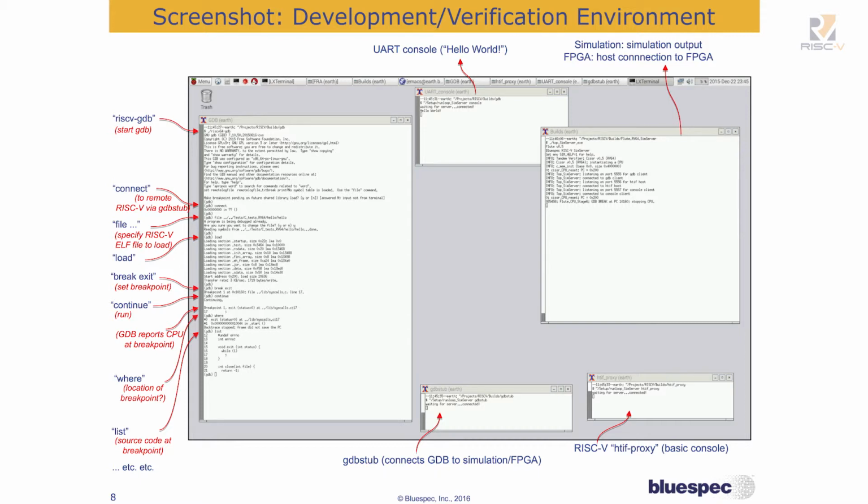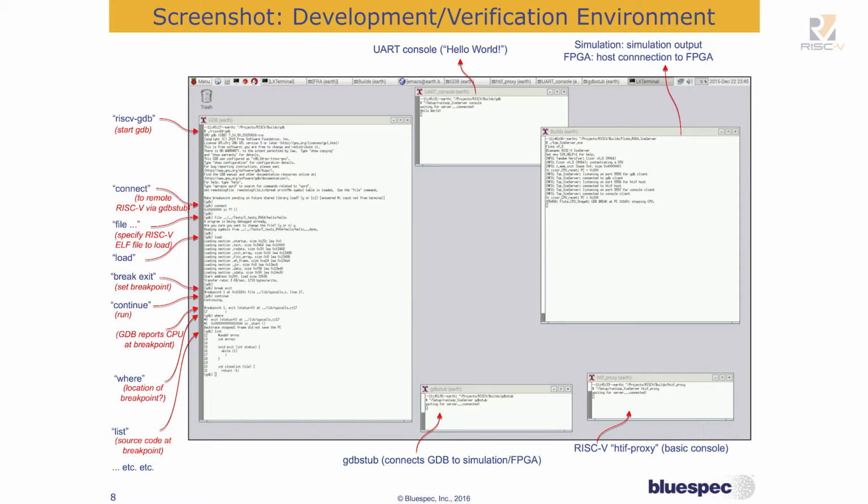There are two console windows shown here. This window is the HTIF, the standard HTIF console, which comes by default when you start off with RISC-V. But we have also added explicit UART devices, and that's shown on the top middle of the screen. The smaller window at the bottom middle, which says GDB stub, is just a process that mediates between GDB, which is the left side window, and the running system on the right-hand side window.